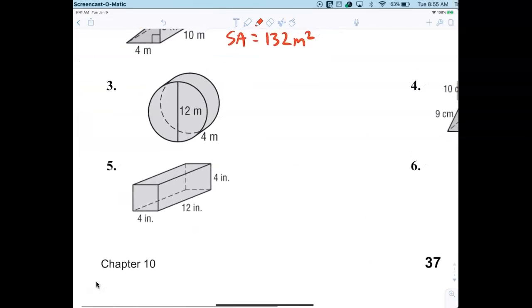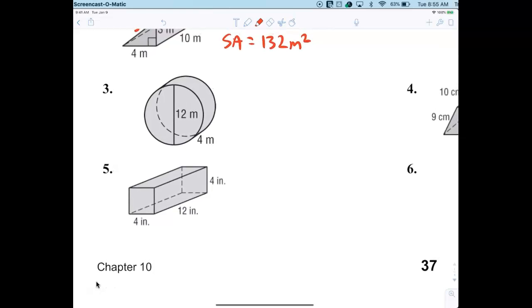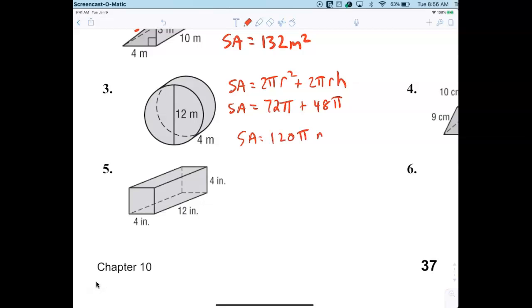Now, number 3. Let's knock this out real quick. Surface area equals, what's the radius? 6. So surface area is equal to 36 times 2, which is 72. 72 pi plus 12 times 4. So my surface area after all that is... you don't need a calculator for 48 plus 72.